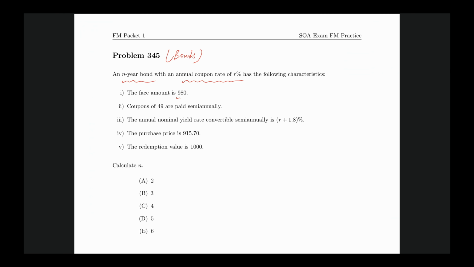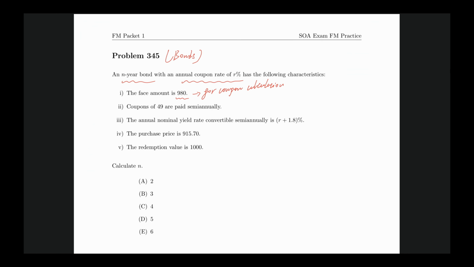The face amount is 980. The face amount here is the number which is used for coupon calculation. In other words, the coupon annually is going to be R% of the face amount, which is $980. The coupon is basically the money the issuer is going to give you for free every single year for holding your money.